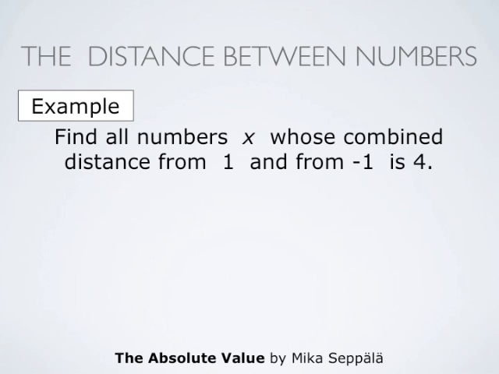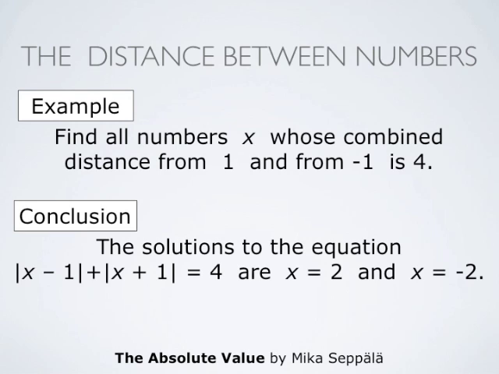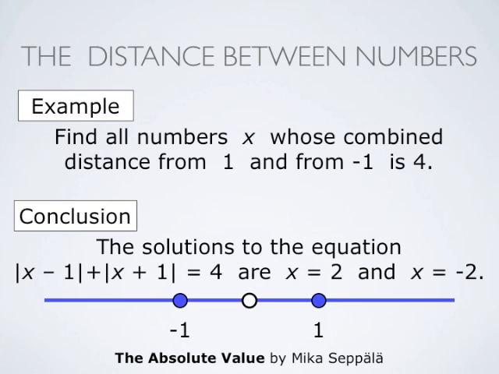So our original problem was to find all numbers x whose combined distance from 1 and from -1 is 4. And we have computed all the cases, and we have found out that the solutions to this equation, absolute value of x minus 1 plus the absolute value of x plus 1 equals 4, are x equals 2 and x equals -2. Now this can be also seen geometrically.